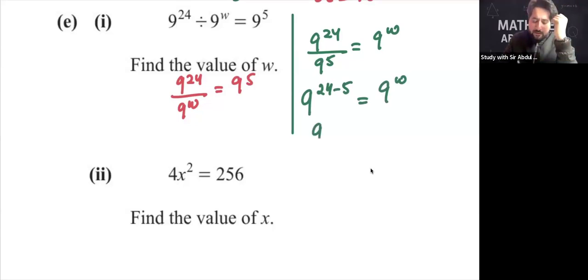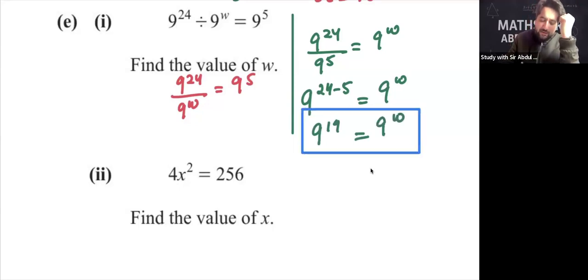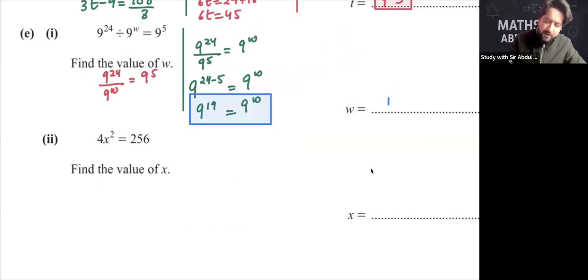So 9 power 19 is equal to 9 power w. So guys, you can see that the left hand side is equal to the right hand side. Why? Because both of them have the same base, which is 9, and the power on the left side is 19, on the right side it is w. So it means that w is equal to 19. So w is equal to 19. Understood everybody or not? Yes.